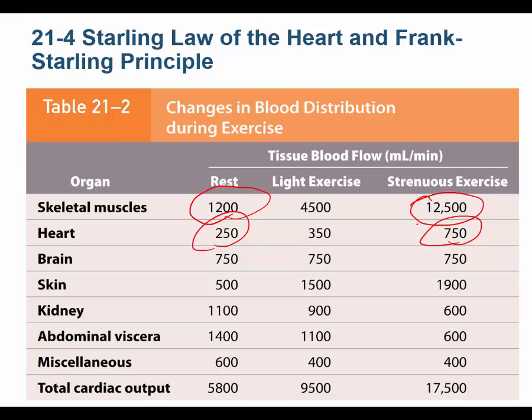Now let me point something out to you here. Let's look at the brain. At rest, your brain's going to get almost a liter of blood a minute, so it's 750 milliliters per minute, 3/4 of a liter. With light exercise, your brain gets 750 milliliters per minute. And with strenuous exercise, your brain gets 750 milliliters per minute. Your brain gets the blood it needs no matter what else you're doing.